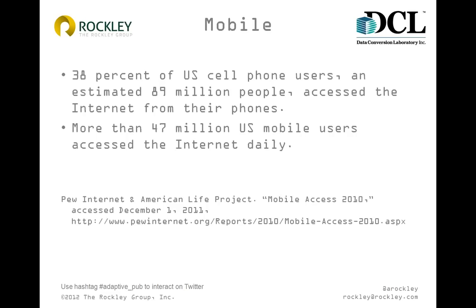So obviously the biggest reason that we're moving towards adaptive content at this point in time is the whole impact that we're seeing in terms of mobile. These are just some of the statistics found in the last few months. 38% of U.S. cell phone users, or approximately 89 million people, access the internet on their phones. So that's a lot of people. And more than 47 million mobile users access the internet daily. So we know that that's the way people are accessing their content right now.